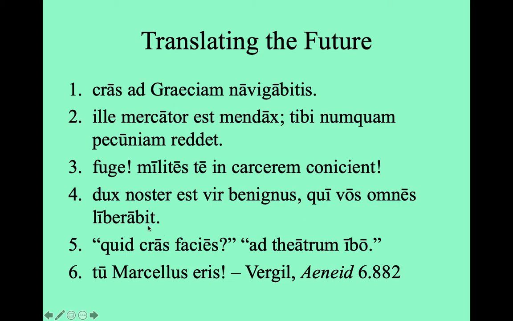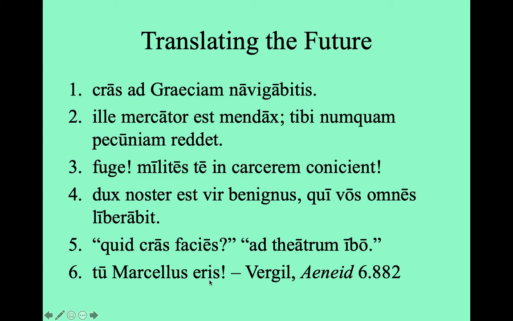Bibispit, future tense. Quid cras facies? What will you do tomorrow? There's the future es. Ad theatrum ibo. I will go to the theater. There's the bibispit. It's attached to the little tiny verb eo, ire, to go. Ibo, I will go. Tu Marcellus eris. You will be Marcellus. Eris is just the irregular form.